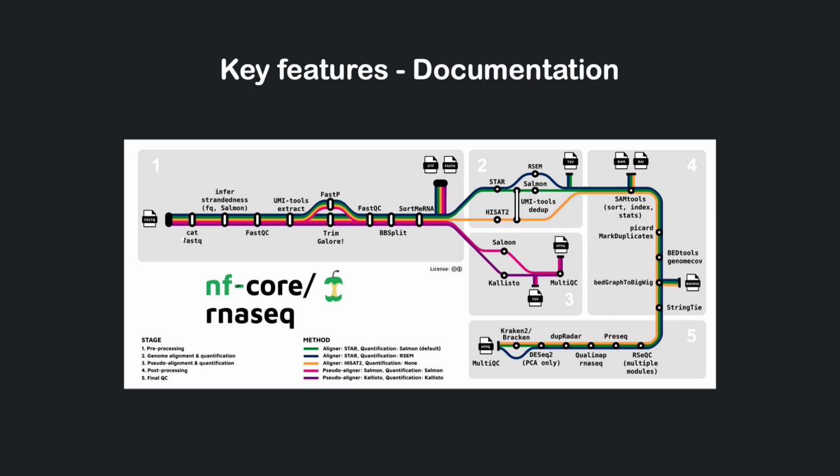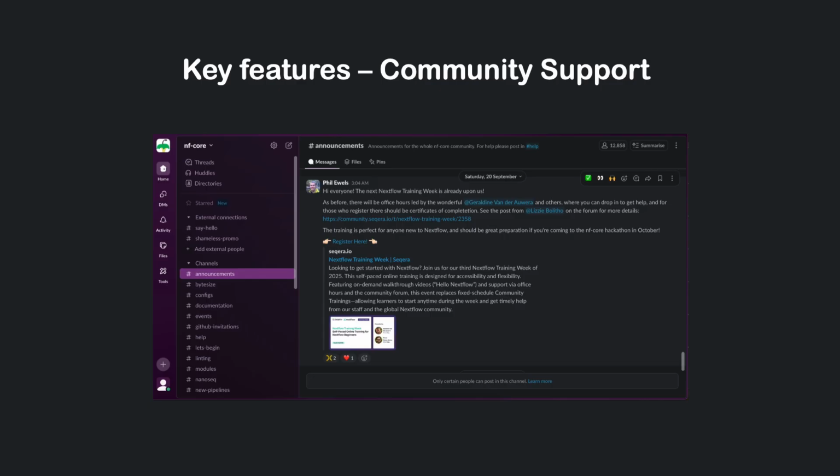Second is documentation. Each pipeline has clear guidelines on inputs, outputs, and the tools it uses under the hood. And third is community support. The NFCore Slack channel has over 12,000 members. There are dedicated channels for specific pipelines, places to ask questions, and spaces for announcements and discussion.